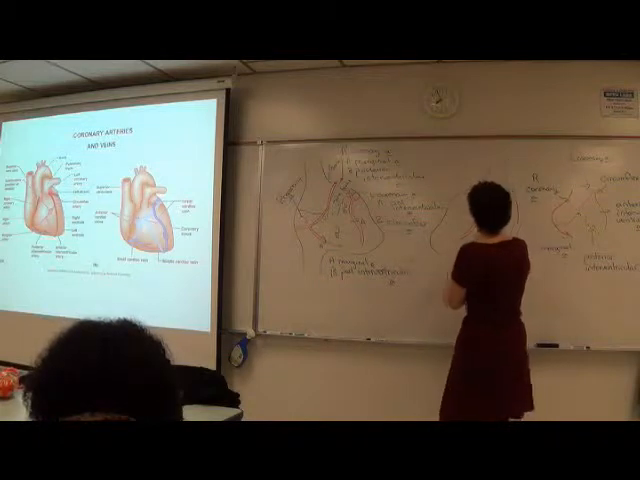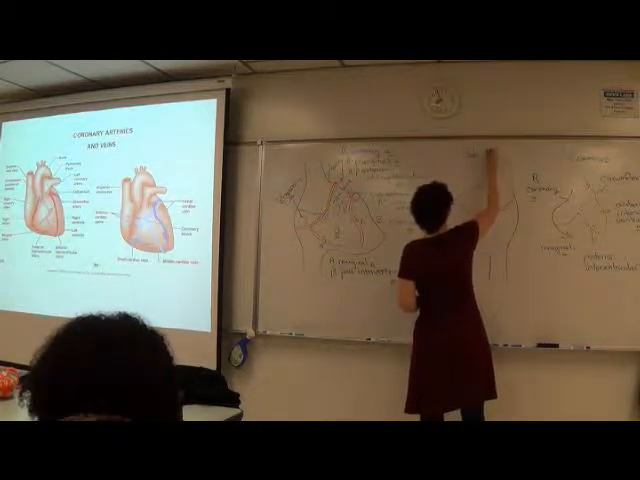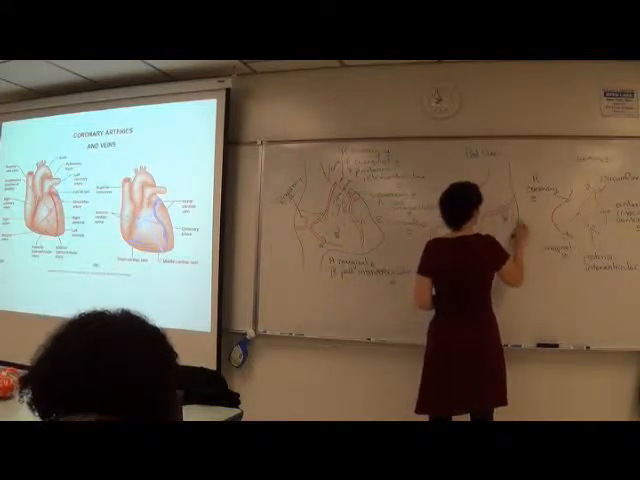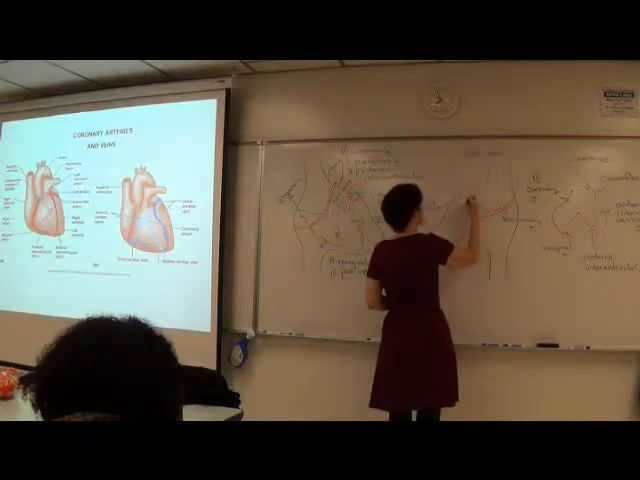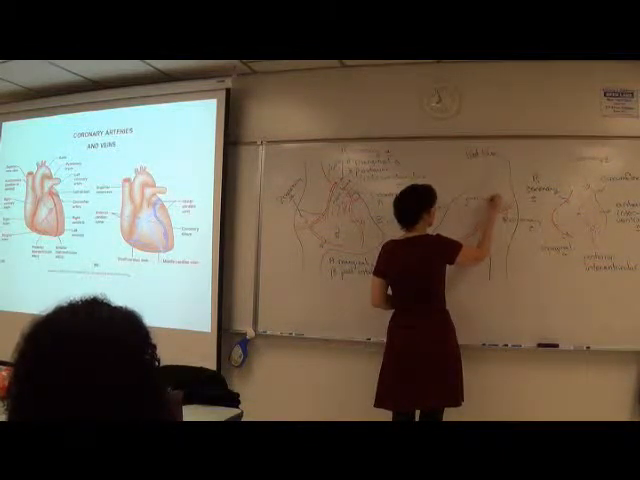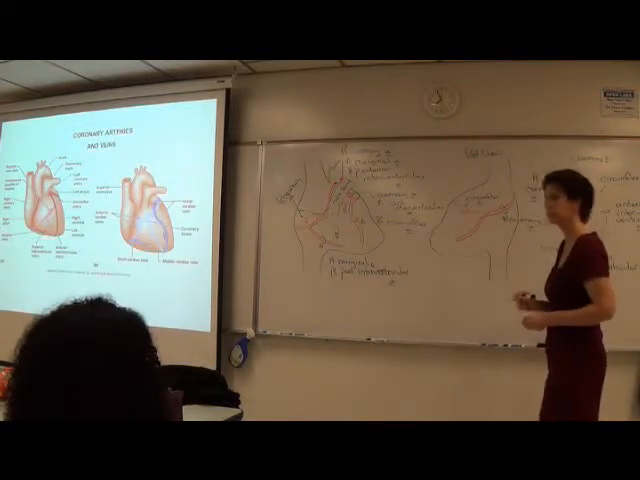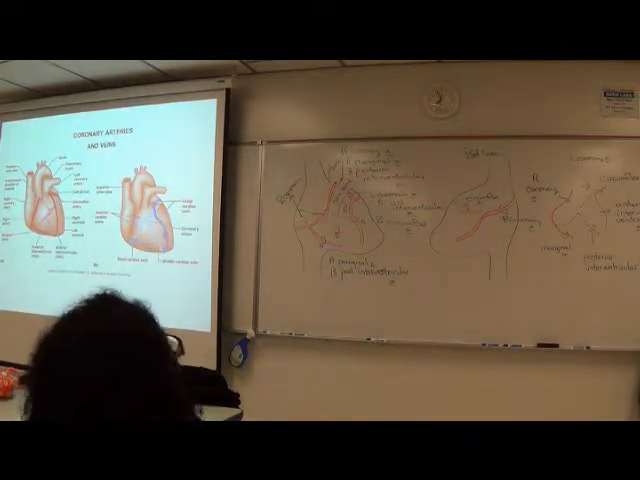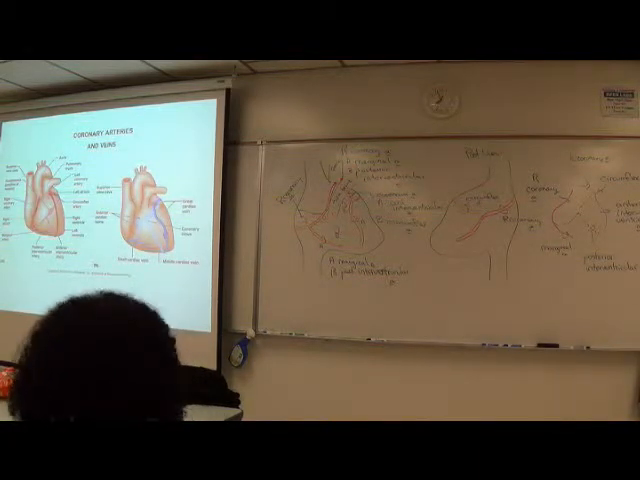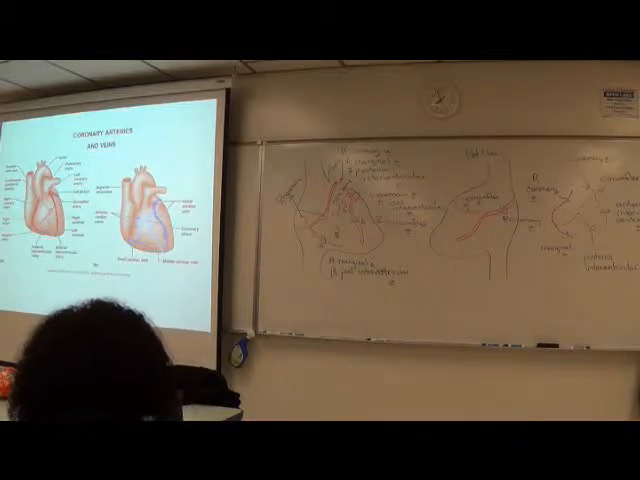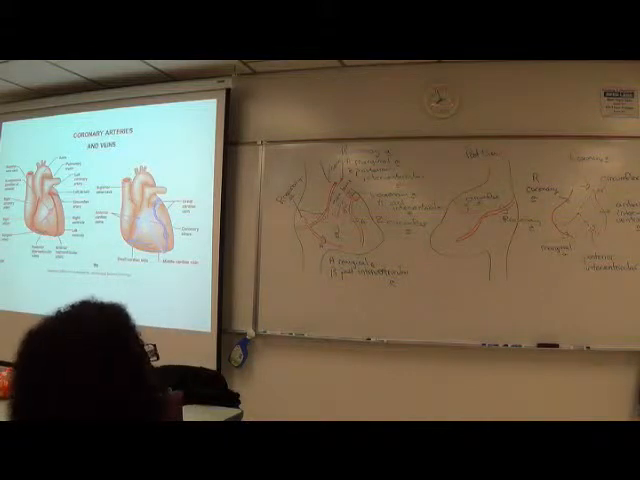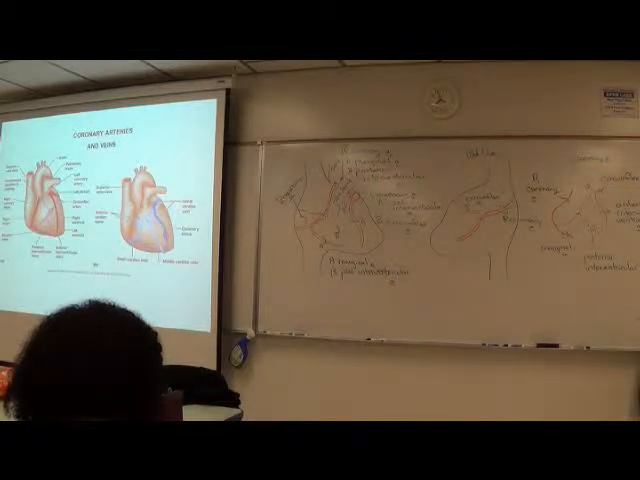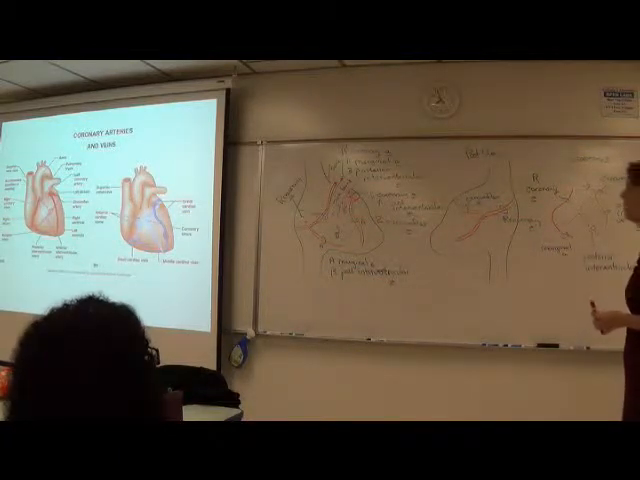So from a posterior view, right coronary artery, circumflex. And again, it seems confusing at first when you look at the heart with all these reds and blues on them, but if you look for the pattern first, understand the pattern, and then look on the heart, you'll find that pattern pretty easily.